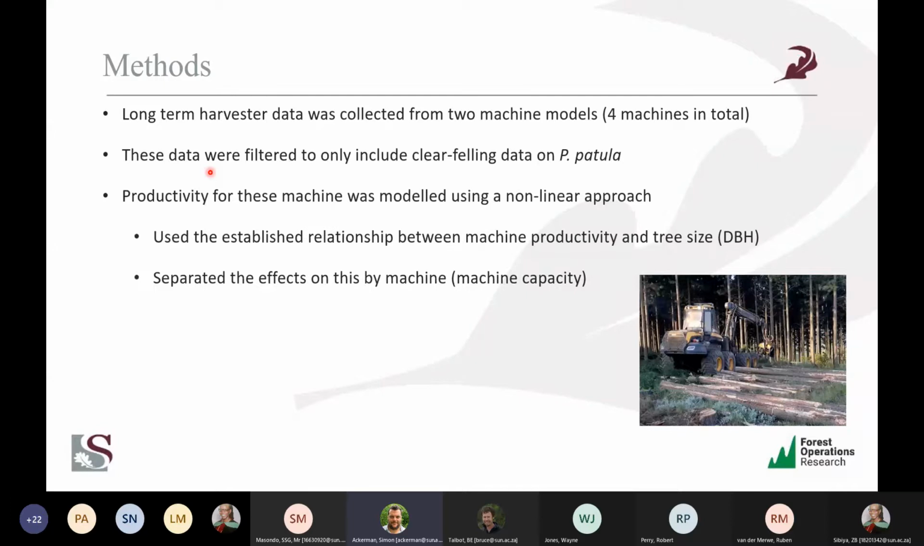The productivity for these machines is modeled using a nonlinear approach. We use the well-established relationship between machine productivity and tree size, in other words DBH, and then separated the effects of the machine capacity, so how the machine reacted to the different range of tree sizes. From these results, we did some machine costing to develop an understanding of productive machine cost per productive hour, and then did cost sensitivity analysis.